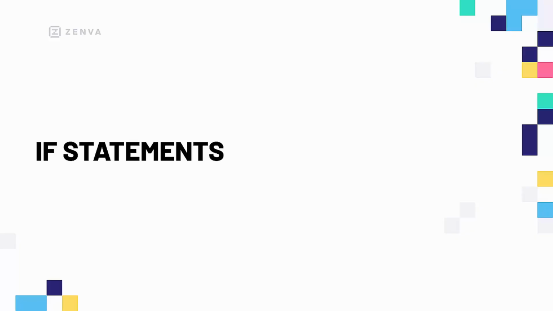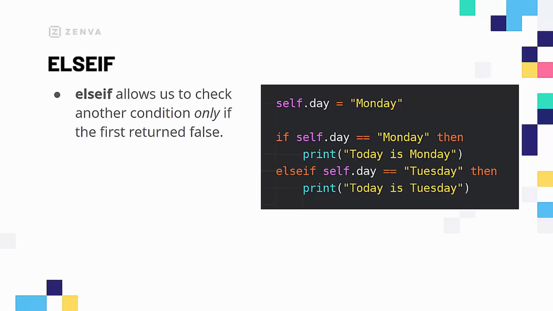Hey everyone, in this lesson we are going to be expanding upon if statements by looking at what is known as else if and else statements, okay? These are additions to our already understood if statement, so let's have a look at how these work. So an else if statement basically allows us to check another condition only if the first if statement returned false.